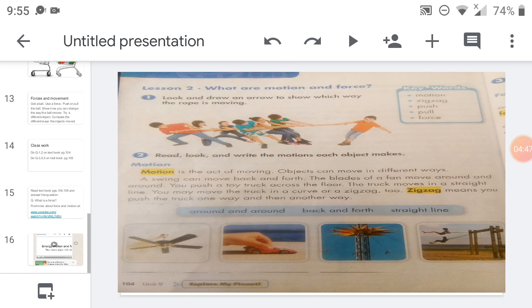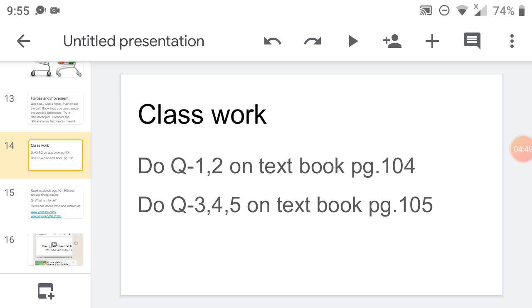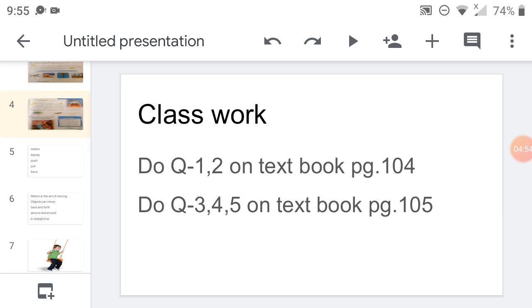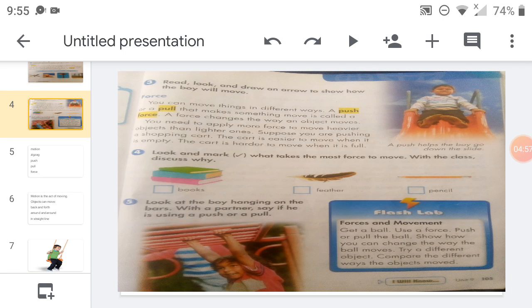Okay. Move on. Also do question number 3, 4 and 5 on textbook page number 105. Let's see what these questions are. Question number 3. Read about force and draw an arrow to show how the boy will move. The boy will move downward. Yes, due to the force of gravity. Okay. Next question. Look and tick the mark what takes the most force to move. Which one of these is a heavier object? Books, feather or a pencil? So you have to mark books over here.